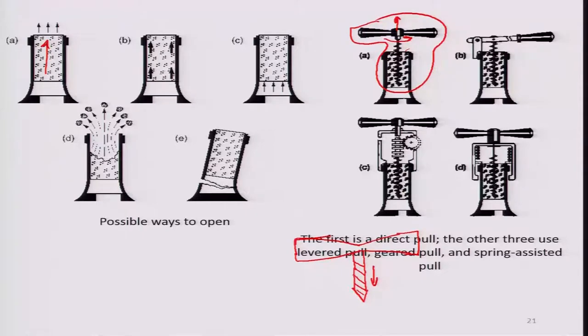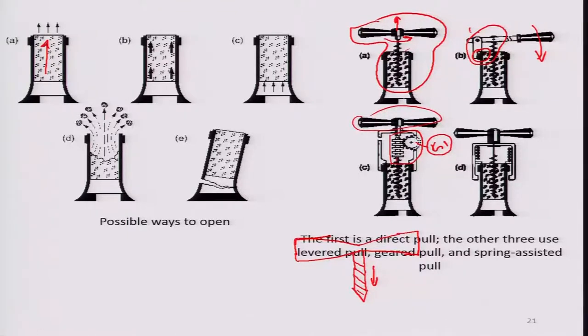Second, the levered pull. You make a lever arrangement so that the portion gets fixed at the top corner portion of the cork, and then you apply a force, so that due to the torque it gets removed. Third one is the geared pull. Here there is a gear arrangement, so that when you rotate the handle, gear 1 will rotate and transmit power to the other gear, and it will help remove the cork from the bottle.